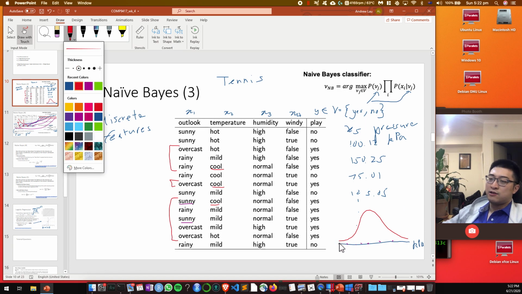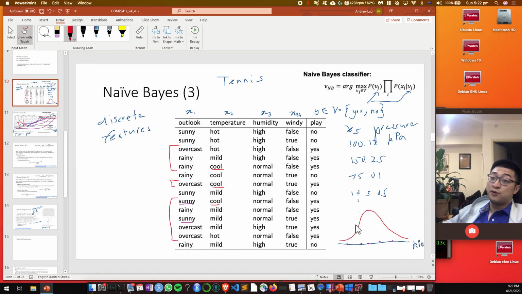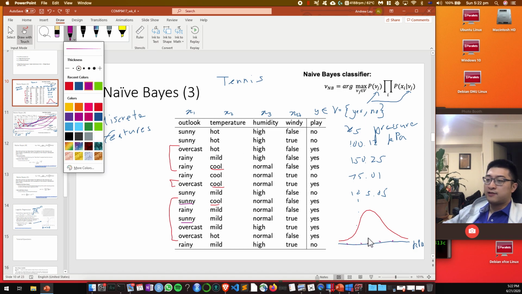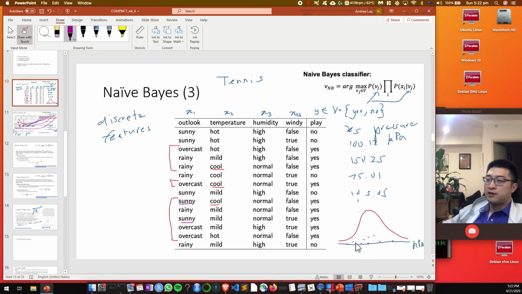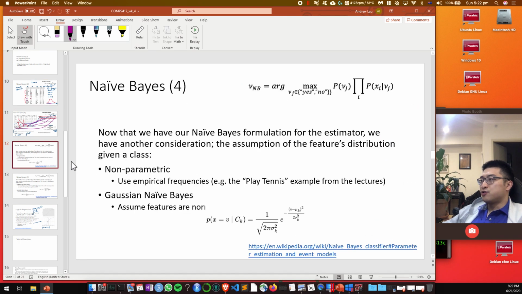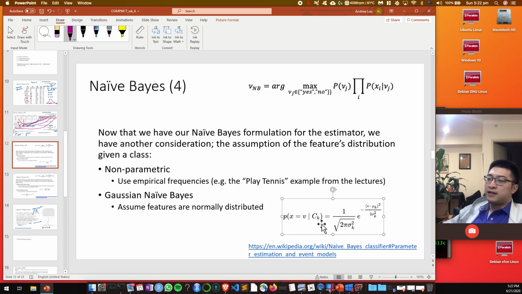So I've hinted at the solution here. The solution is to fit a normal distribution to it, because maybe the data actually looks more like this. There are clumps in the middle, so there are more data points in the middle and then it tapers off here. It's normally distributed. So that's one way around it: you can assume that the features are normally distributed given the class.